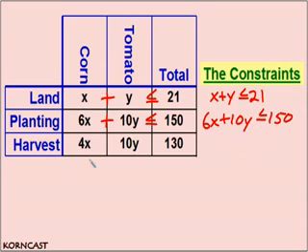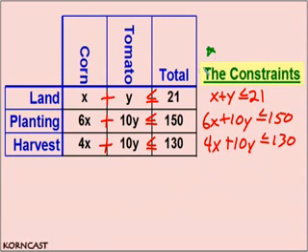And the same thing is going to happen with my harvesting. My time harvesting corn plus my time for harvesting tomatoes cannot exceed 130. So then we get 4x plus 10y is less than or equal to 130. And then those are our constraints for this particular problem right here.